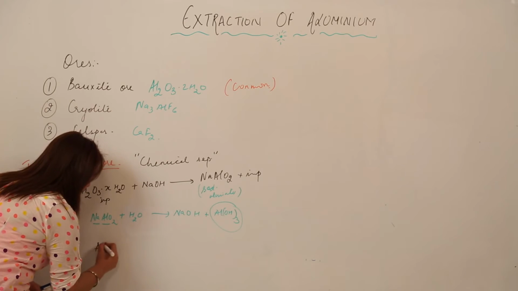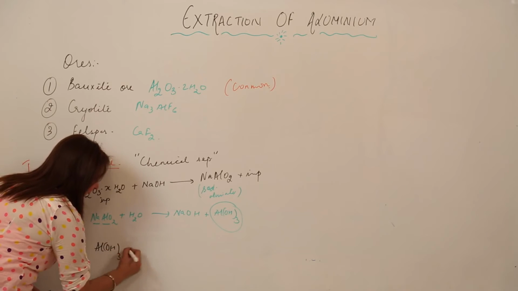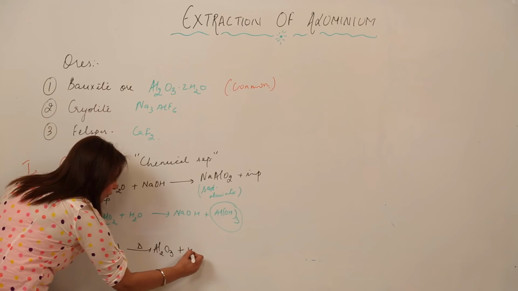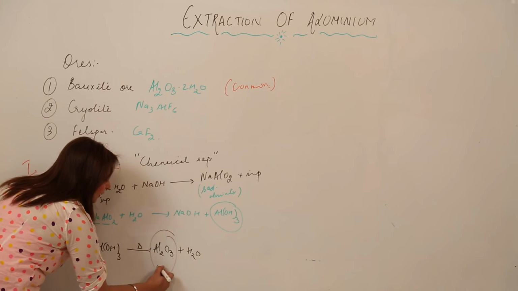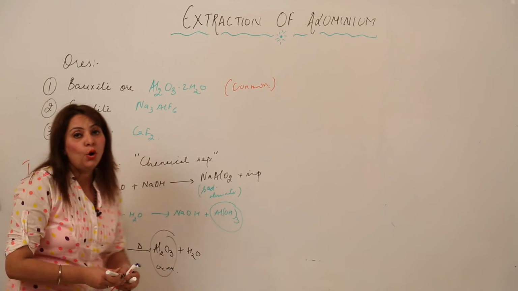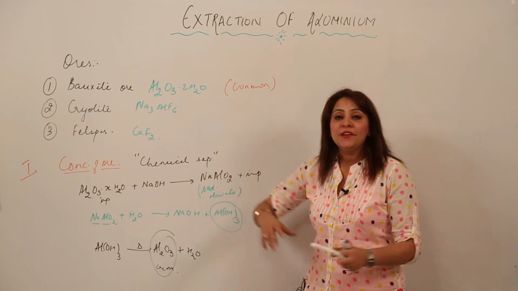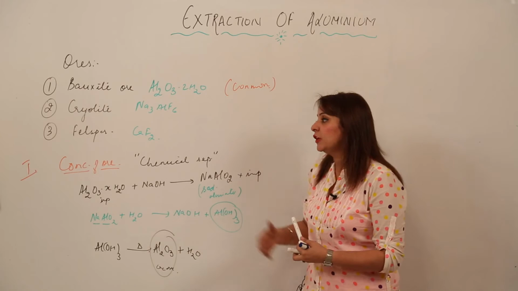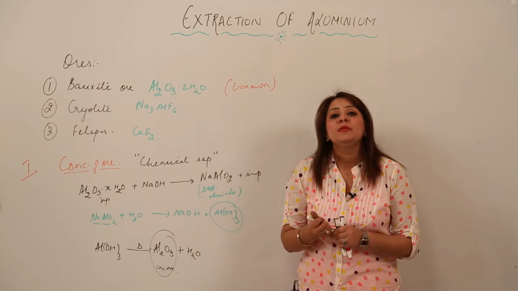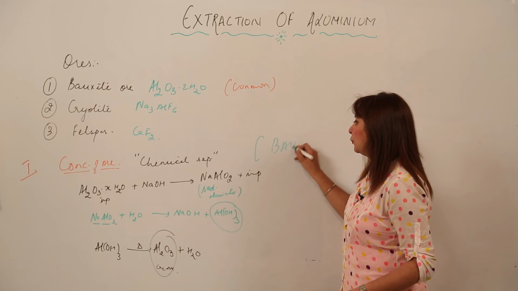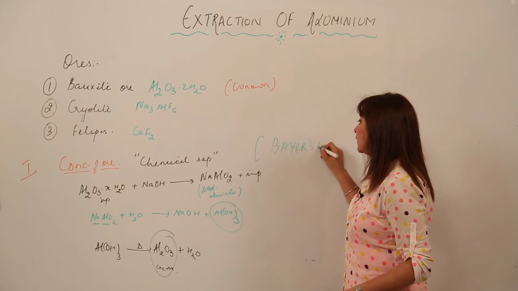Next, we will heat the aluminium hydroxide, and we will get our concentrated ore while the water is expelled. This is our concentrated ore, free from the gangue particles. There is a special name given to this first concentration method, chemical separation in the case of aluminium, and that is the Bayer's process. This is very important.